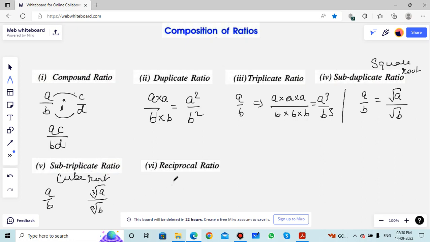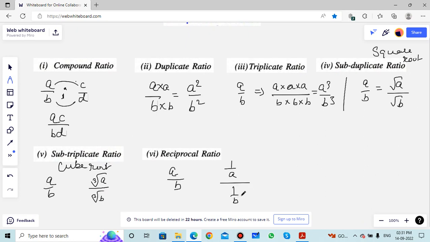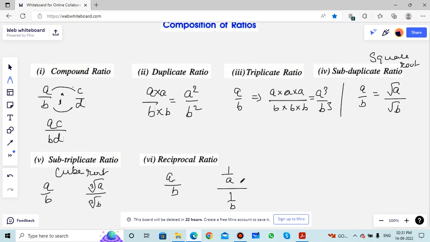Reciprocal. If there is A is to B, then what is the reciprocal of A? 1 upon A. What is the reciprocal of B? 1 upon B. So there is the reciprocal ratio. And you can take an example to understand that.